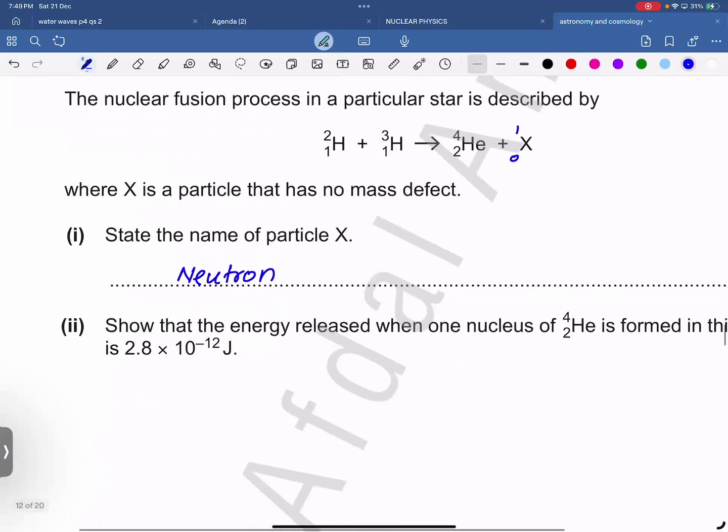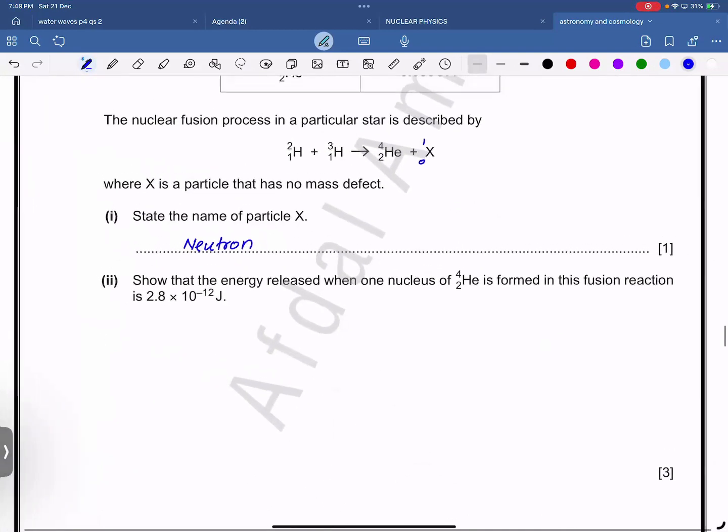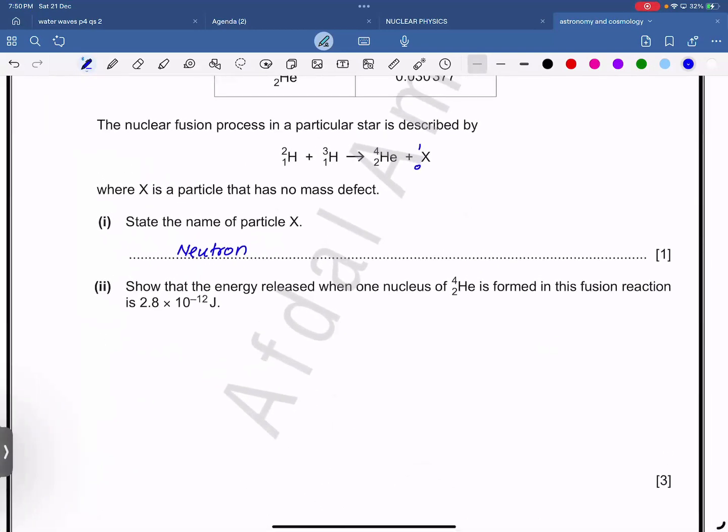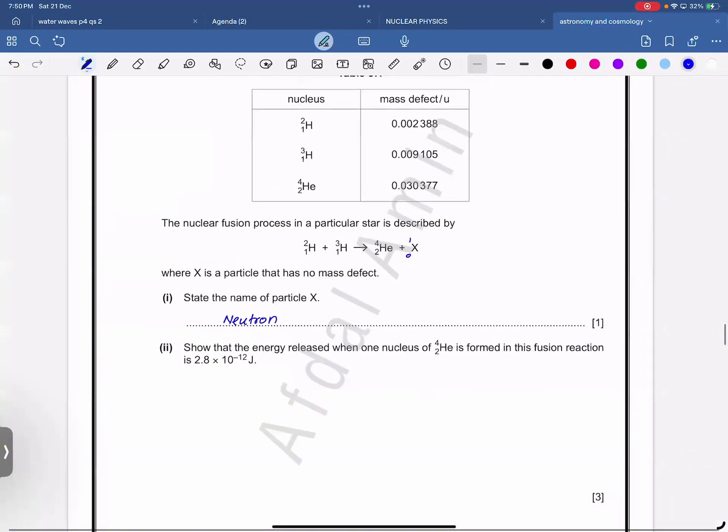It's a neutron, my dear. Show that the energy released when one nucleus of helium is formed in this fusion reaction is 2.8 into 10 power negative 12 joule. So you need to first find the mass defect.